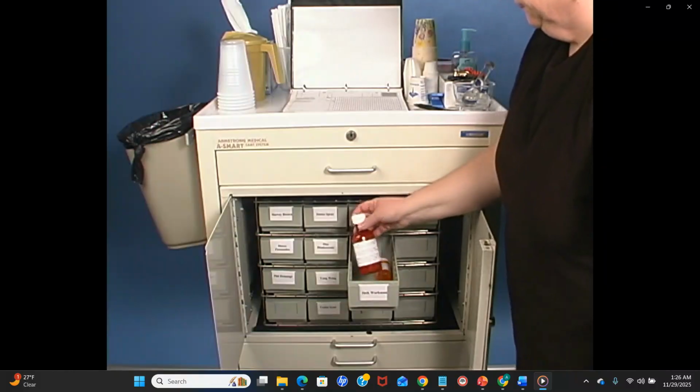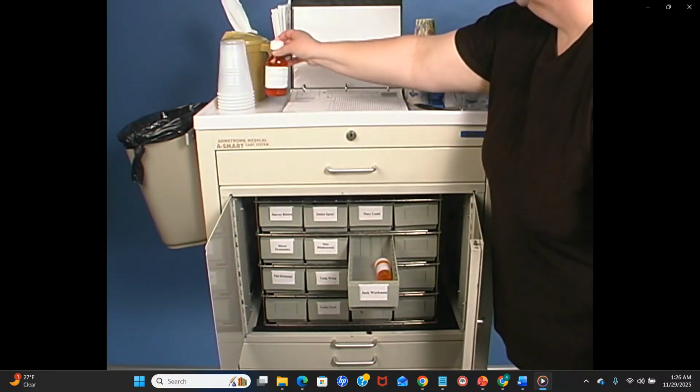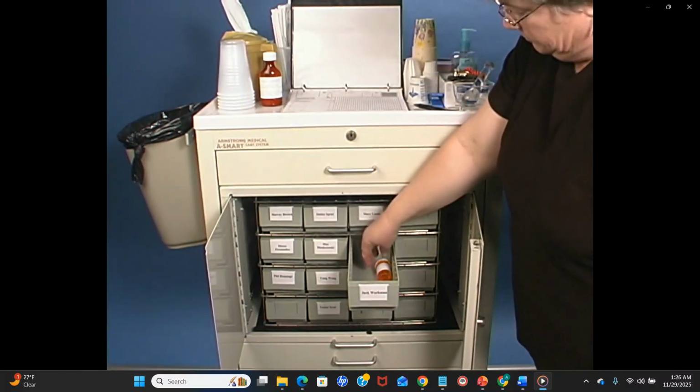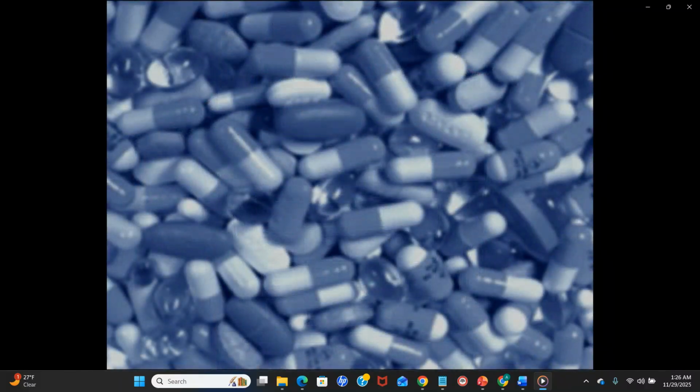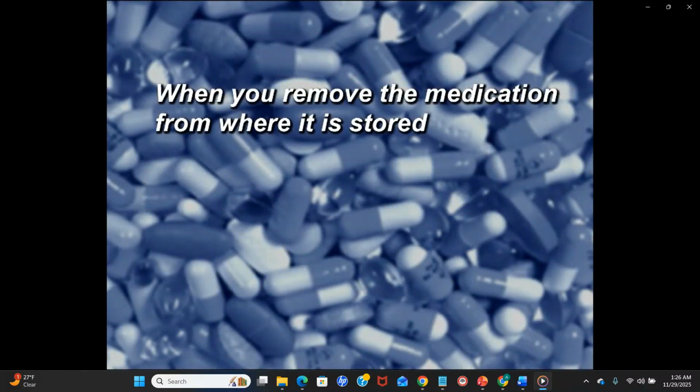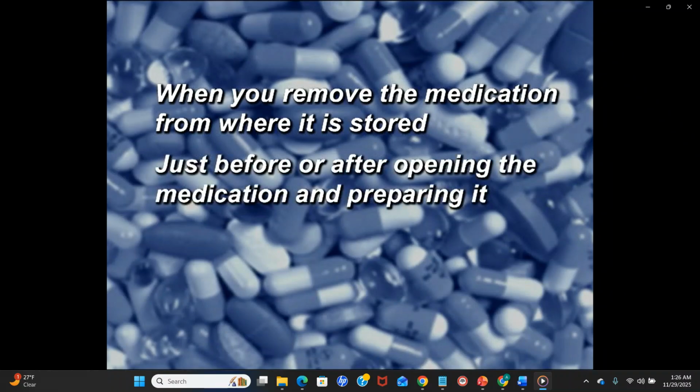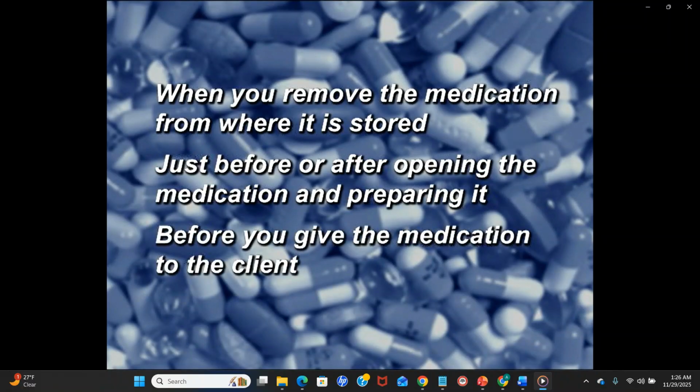As you remove the medications one at a time, you will begin the first of 3 medication checks. The first check happens when you remove the medication from where it is stored. The second check happens just before or after opening the medication and preparing it for your client. The third check happens before you give the medication to the client.